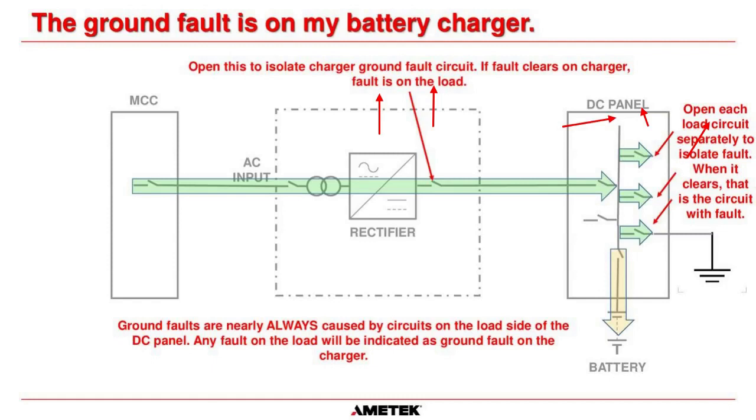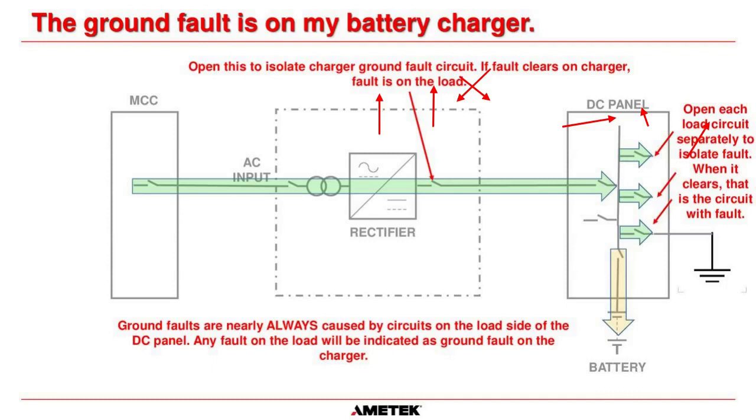Then if you open the charger disconnect here, that removes the ground fault detection circuit from the system. What you need to do is go from your positive on your battery to ground and from your negative on the battery to ground. If you still have a ground fault, that means the fault is not in the charger. It means it's on one of your load circuits.